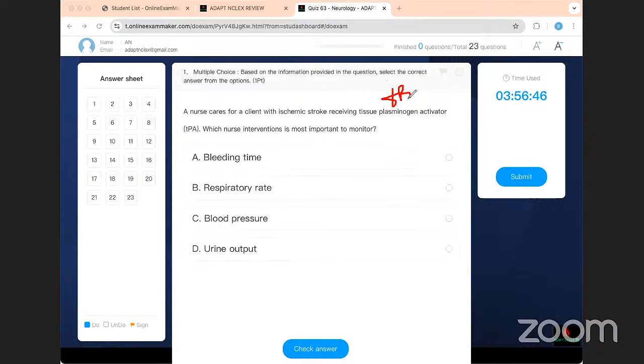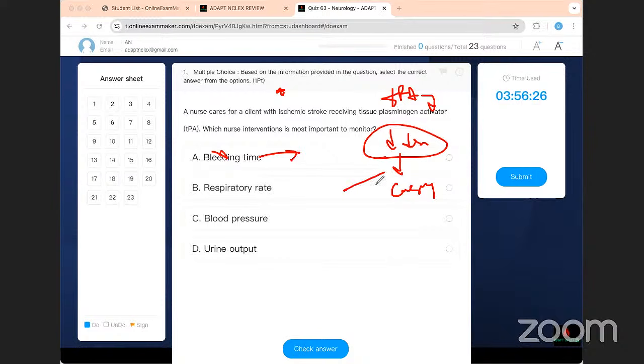TPA, what does it do? Like I told you, it's going to bust the clot. Another function of this, it decreases your blood pressure, and that's what causes more bleeding. It's going to make you bleed. At the same time, it decreases your blood pressure. So bleeding time is not necessary. It's the hypotension causing the bleeding that is the most important.